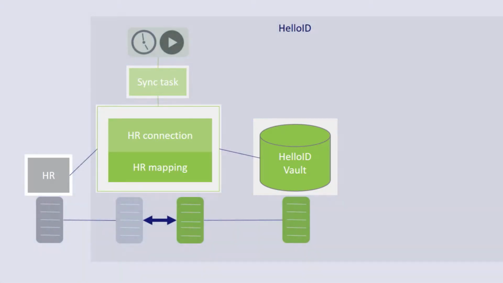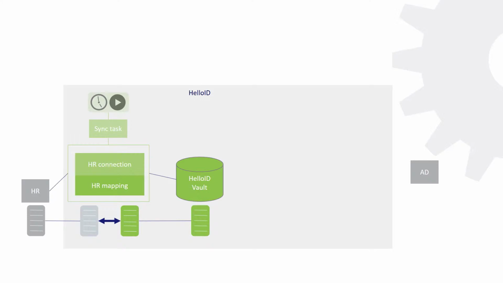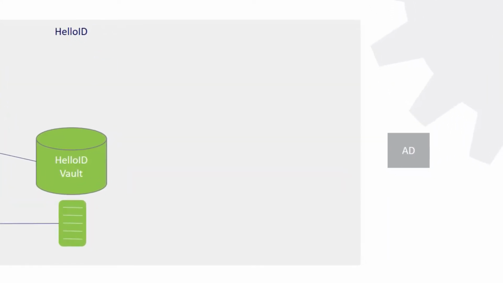Now, all the information we want is in the Vault, but we still need to get it into the Active Directory. This next section already exists in HelloID, so if something changes in the Vault, an event is triggered. This event can be a created, updated, or deleted event.